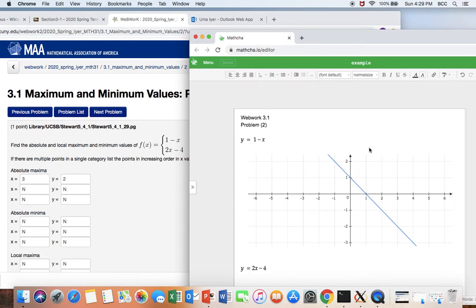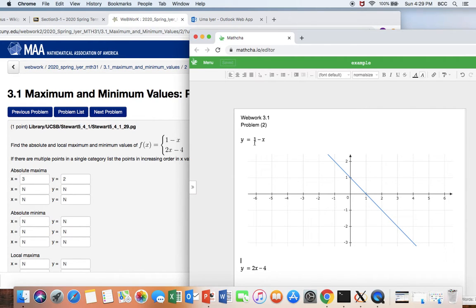So here is my graph. The first one is 1 minus x. Y equals 1 minus x. This is a linear function. To graph a line, all you need are 2 points, x-intercept and y-intercept. How do I get y-intercept? That's the easy one. Plug in x equals 0. When x is 0, I get y equals 1. That is 1 point.